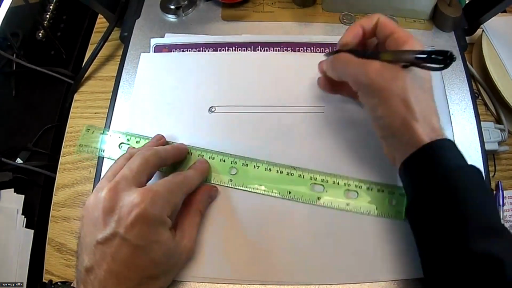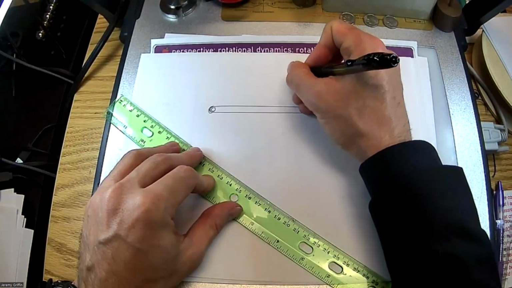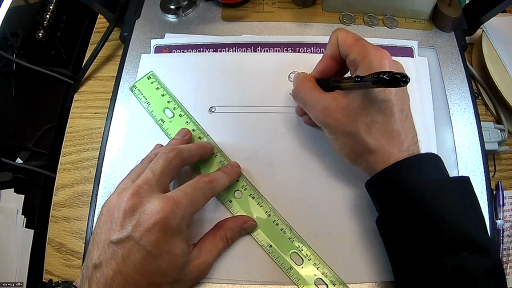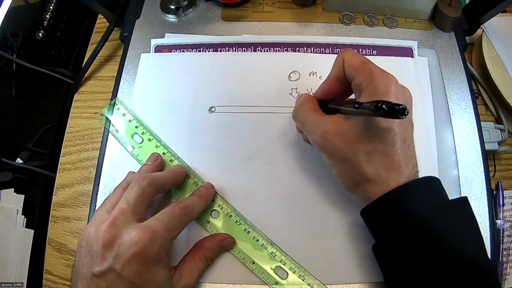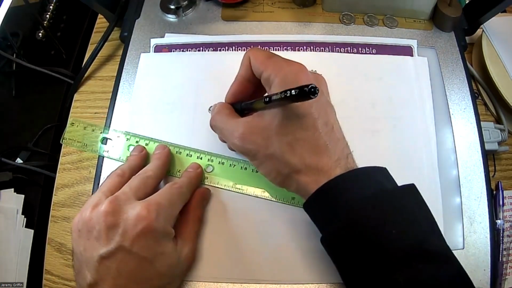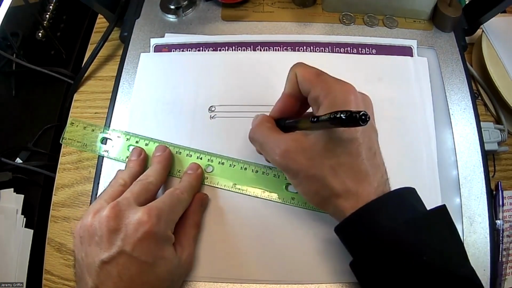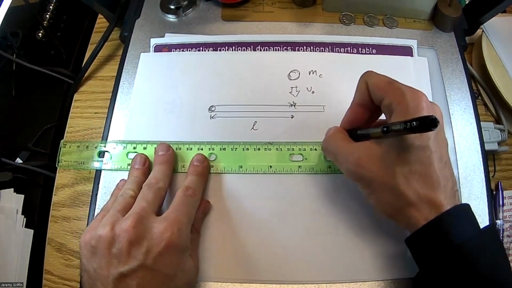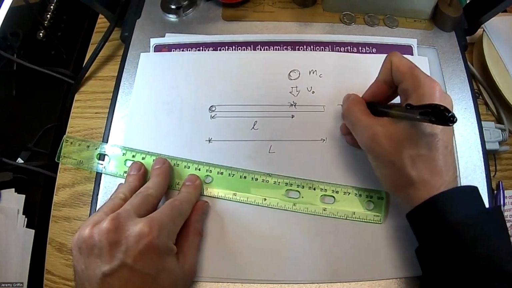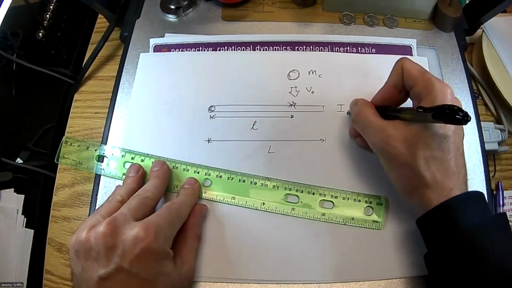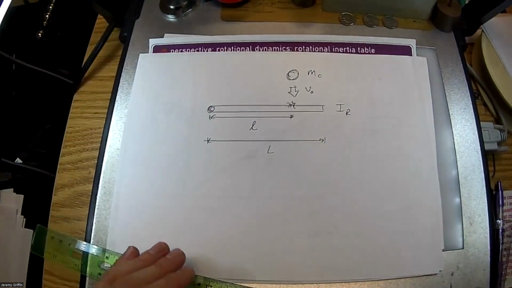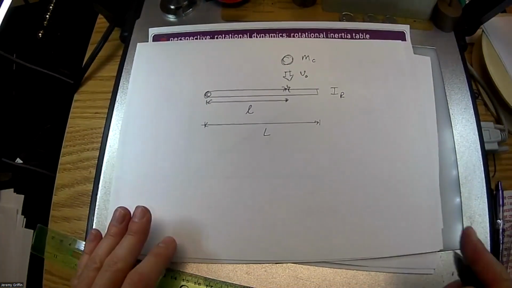Okay, so we got this pivot point right here. Here comes the ball of clay. It's m sub c, and it's coming at some velocity, call it v naught. It's going to stick right there, at distance lowercase l. I said the full length of the rod is capital L, and the rotational inertia of the rod is I sub r, so go ahead and throw that on there too. So how fast is this going to start rotating post collision? That's angular velocity omega.